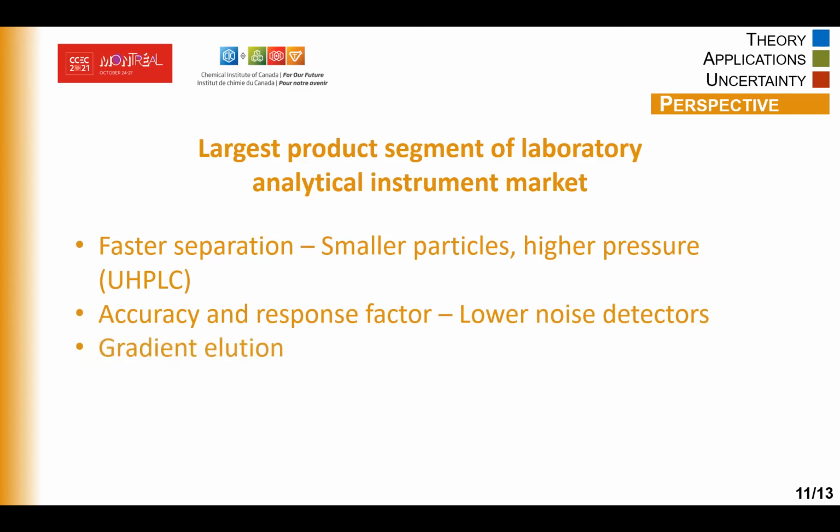It is pretty common now to use gradient elution. So you vary the composition of your mobile phase throughout the analysis. This helps you separate your compounds better and also in a faster way because you save solvent. And this is particularly useful in the pharmaceutical industry when you have a lot of compounds with different polarities.